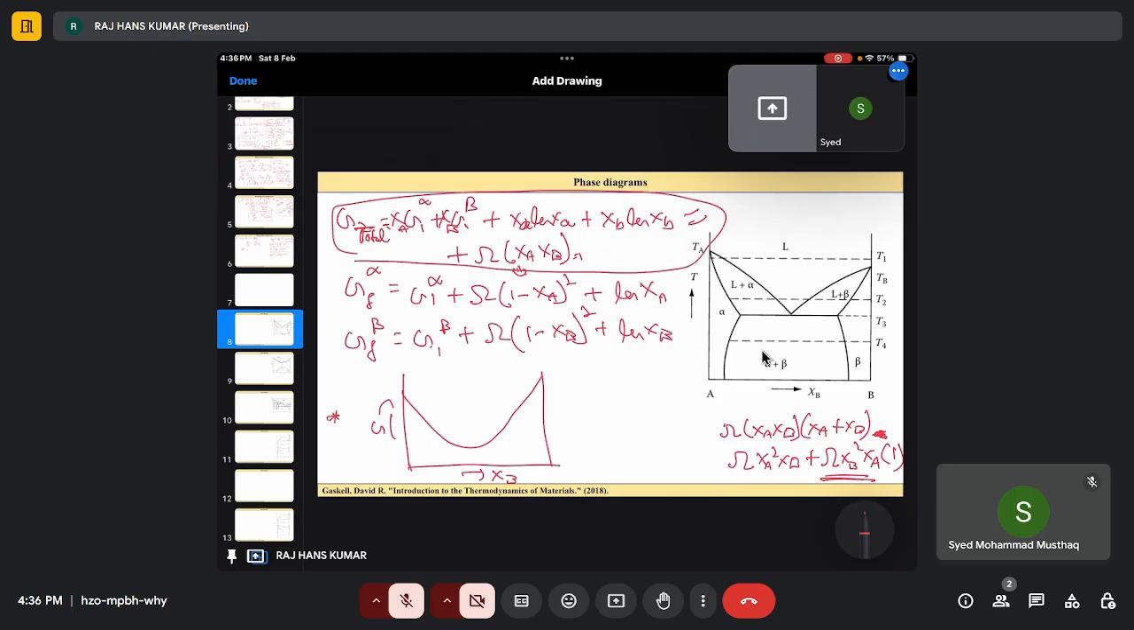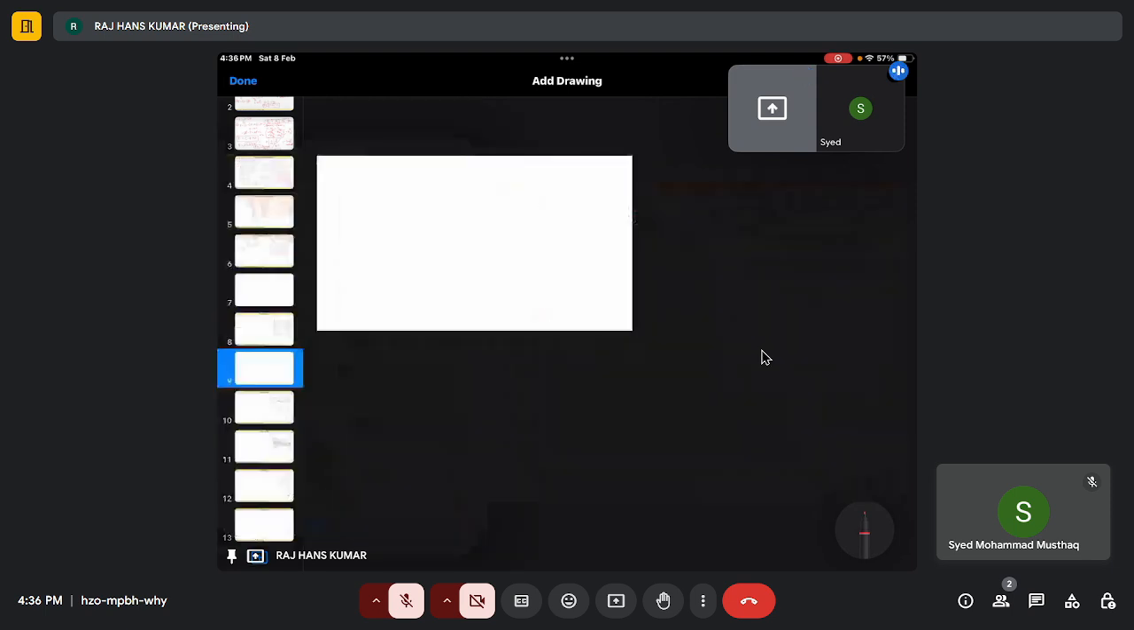Now let's draw the G versus X diagram for our temperatures: T1, T melting, T2, T3, and T4. So we have four temperatures, right? No, five temperatures. Yeah, first slide.